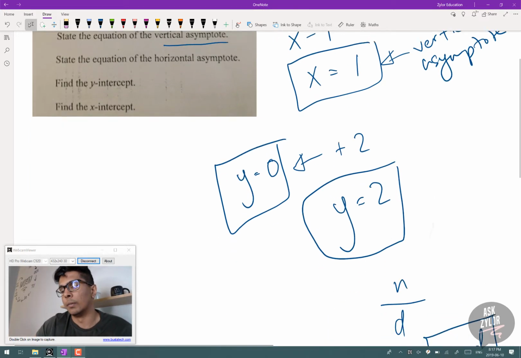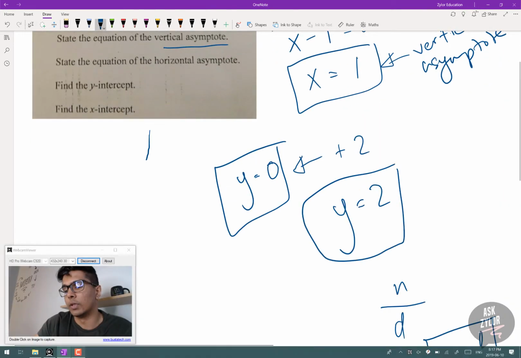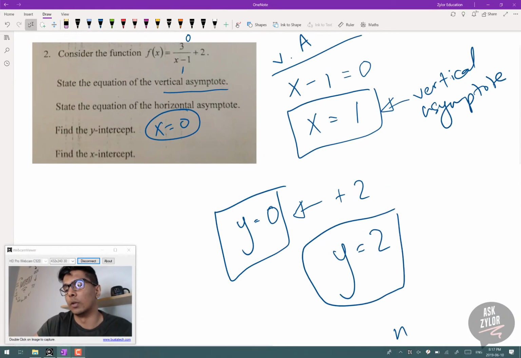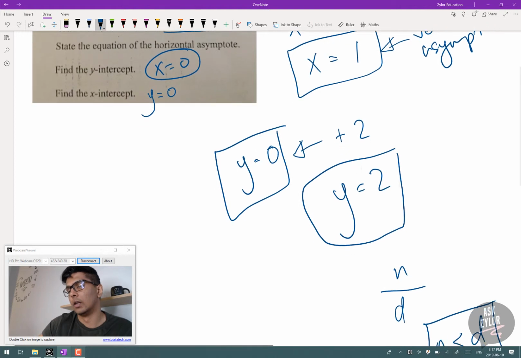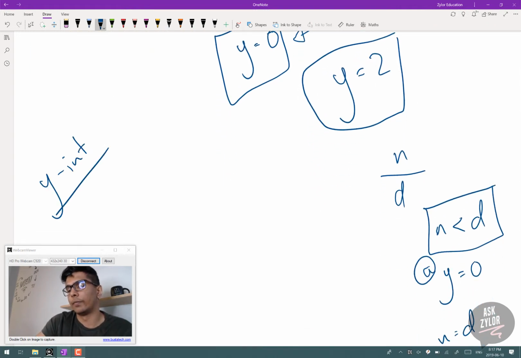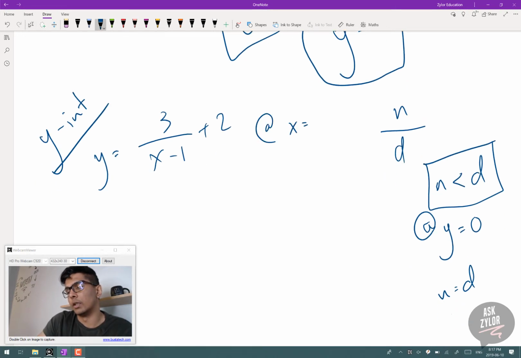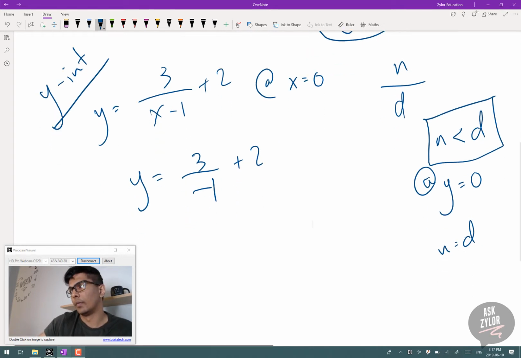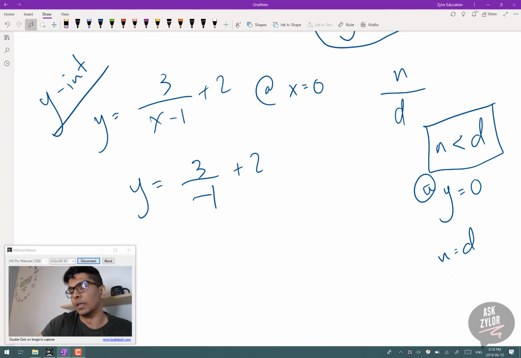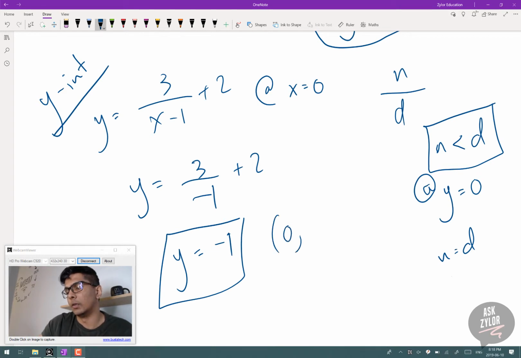So to find the y-intercept, we know the y-intercept happens when x is equal to 0. So we're going to plug in x is equal to 0 to find what the y value is. And similarly for the x-intercept, we're plugging in when y is equal to 0. So to find the y-intercept, I'm going to rewrite this function, y is equal to 3 over x minus 1 plus 2. So I'm going to sub in x is equal to 0. So I have y is equal to 3 over negative 1 plus 2. This simplifies to negative 1. So I have a y-intercept at (0, -1).